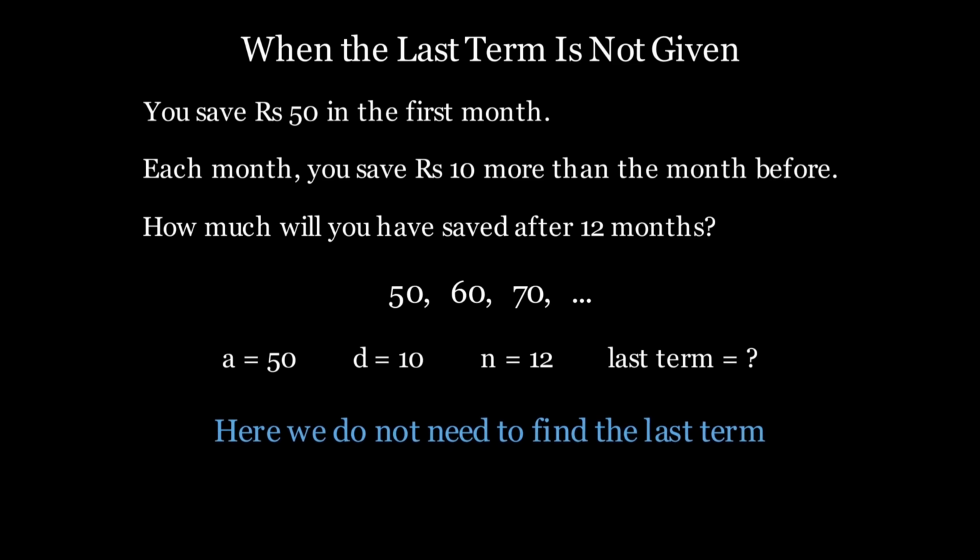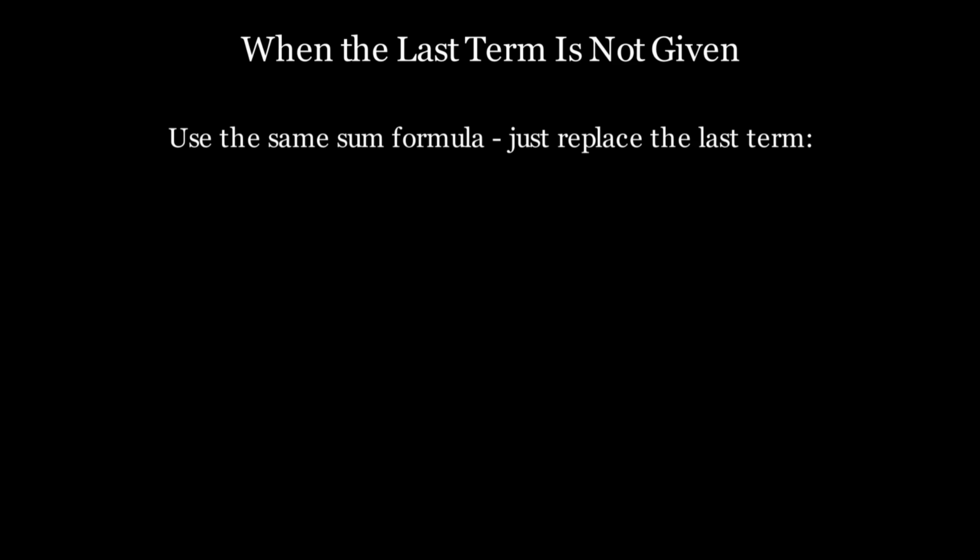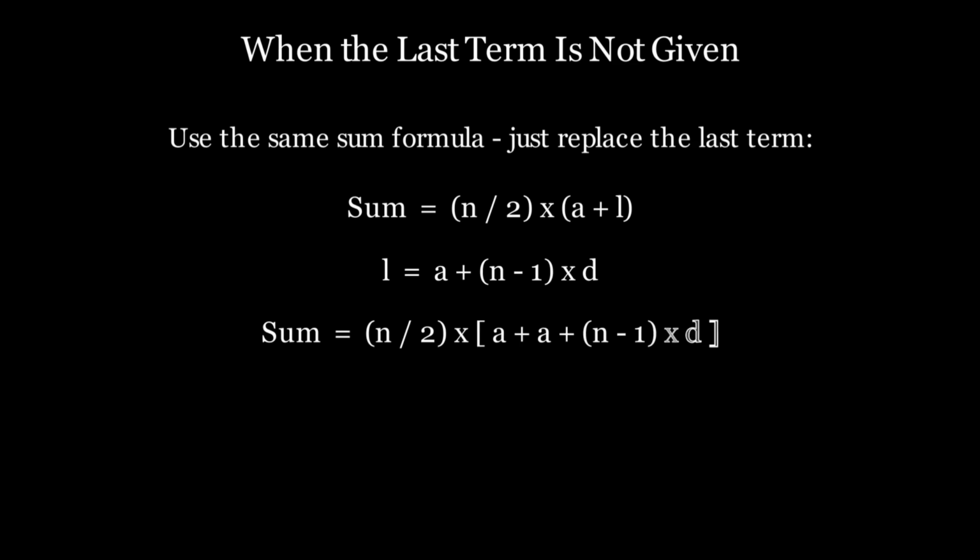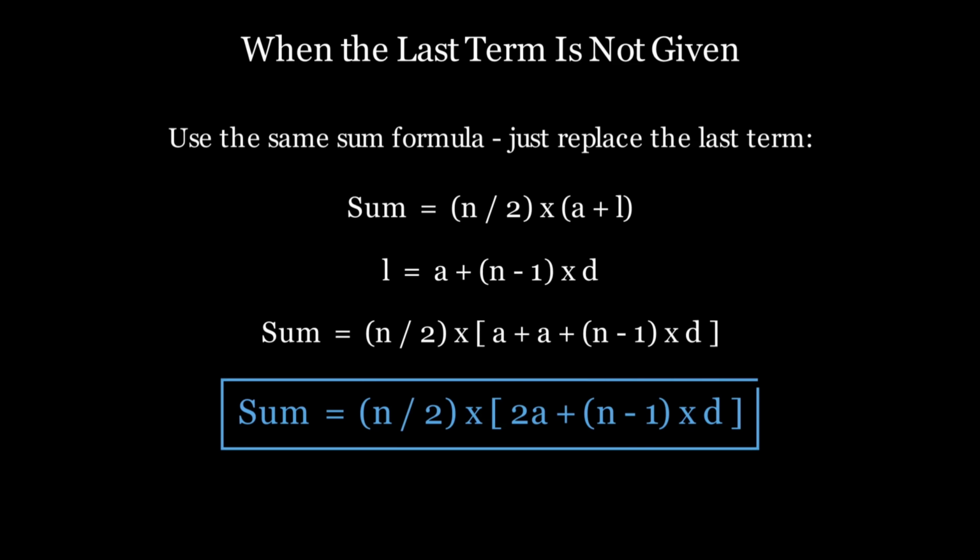Here we do not need to find the last term to get the sum. So we can look at the formula of the sum without the last term. We already know the sum formula is n by 2 into (first term plus last term). Here the last term is actually a plus (n minus 1) times d. Substitute that in our sum formula. So n by 2 into (a plus a plus (n minus 1) d), that is n by 2 into (2a plus (n minus 1) d). This is our formula.